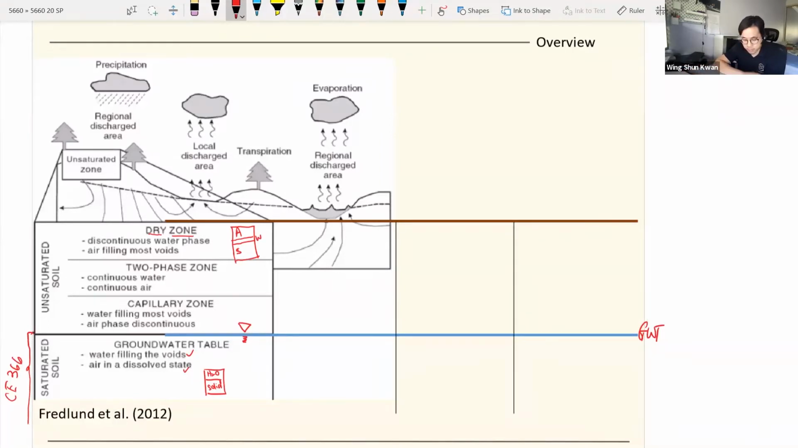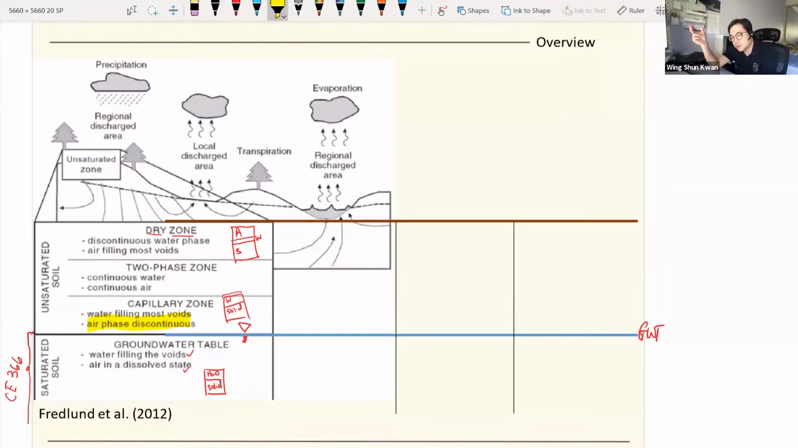Go back to your phase diagram. And you will go into the phase where you have the capillary zone, which means you have most of the water, and also you have the solid, and you only have a very tiny amount of air. In that case, all the air over there is discontinuous. So you have all the air, but the air is not connected.